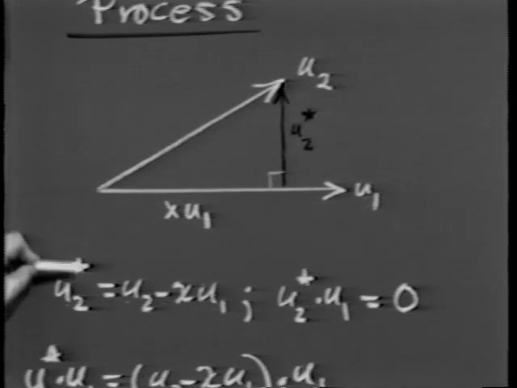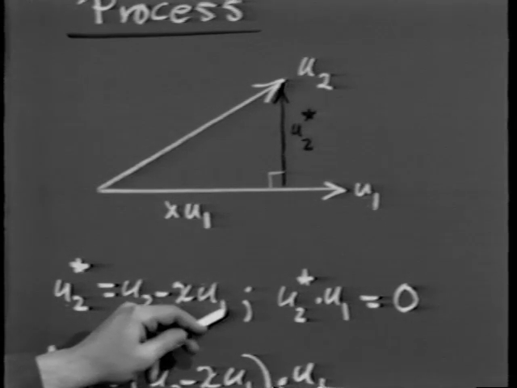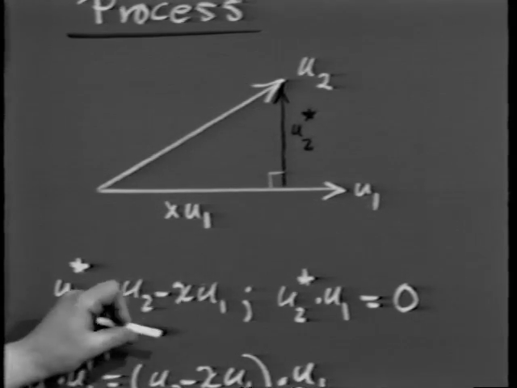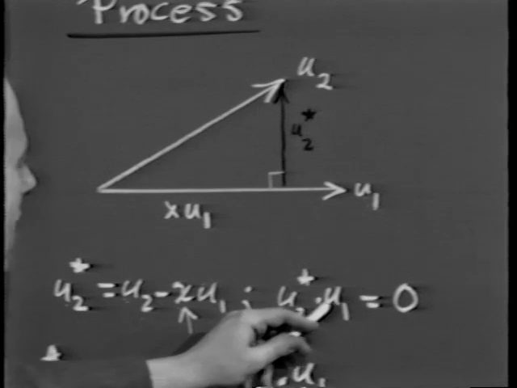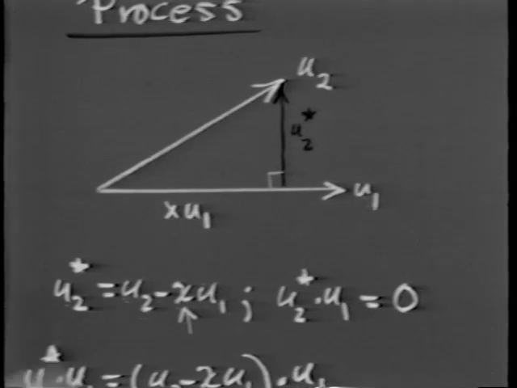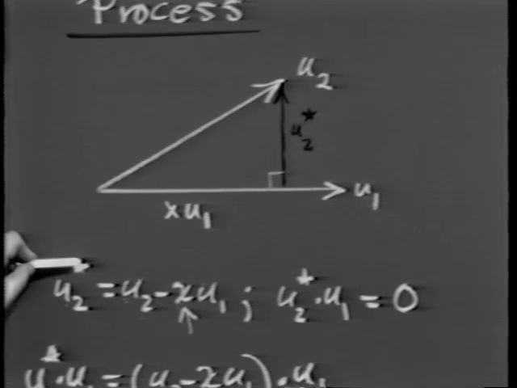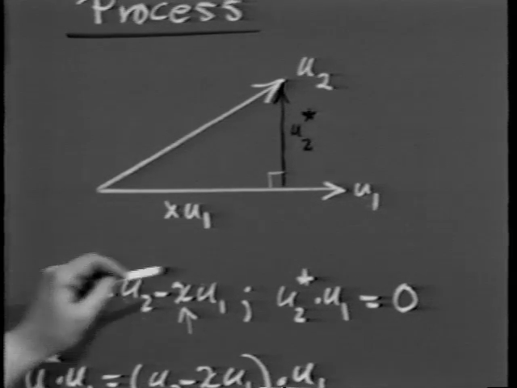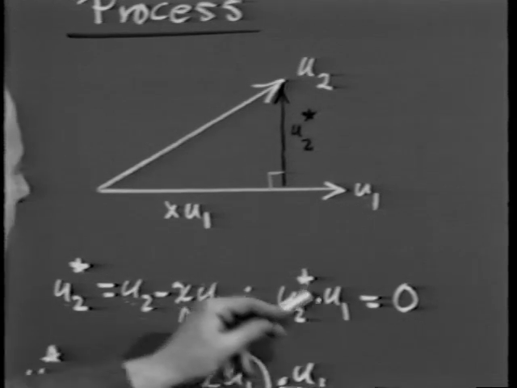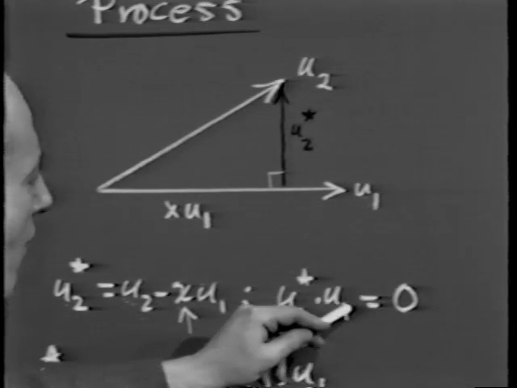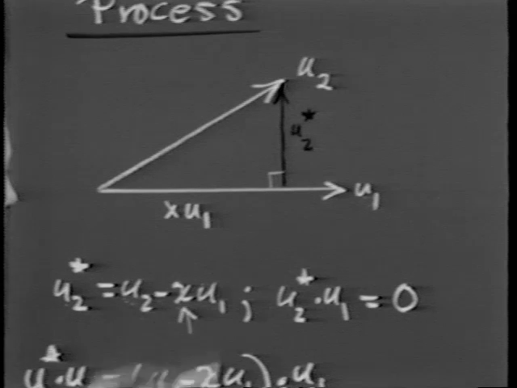So why not write u2 star to be u2 minus some suitable multiple of u1? See, u2 minus x u1, where we'll try to determine x in such a way that u2 star dotted with u1 will be 0. We're going to replace u2 by an equivalent vector, meaning that u1 and u2 star will span the same space as u1 and u2, but with the additional property that u1 and u2 star will be orthogonal, whereas u1 and u2 might not have been orthogonal. And now we can proceed axiomatically.